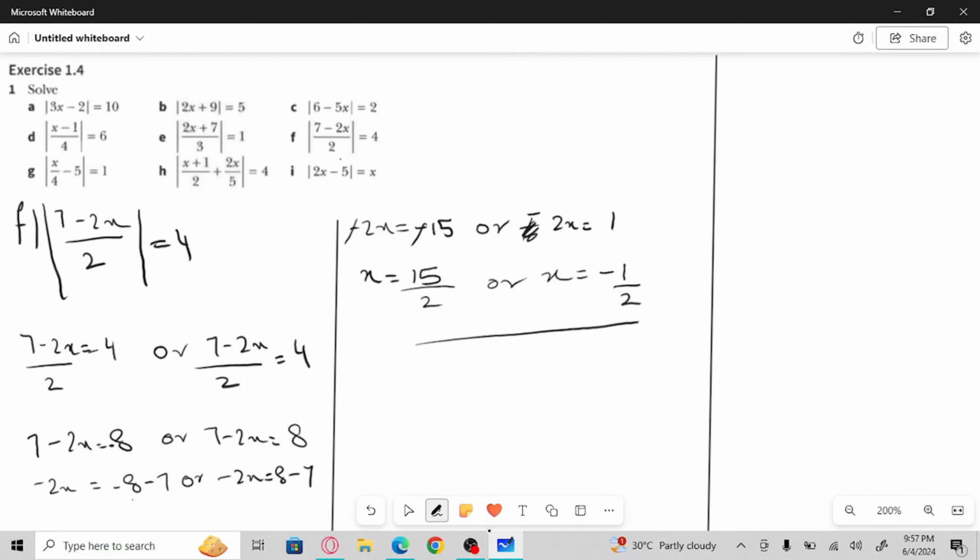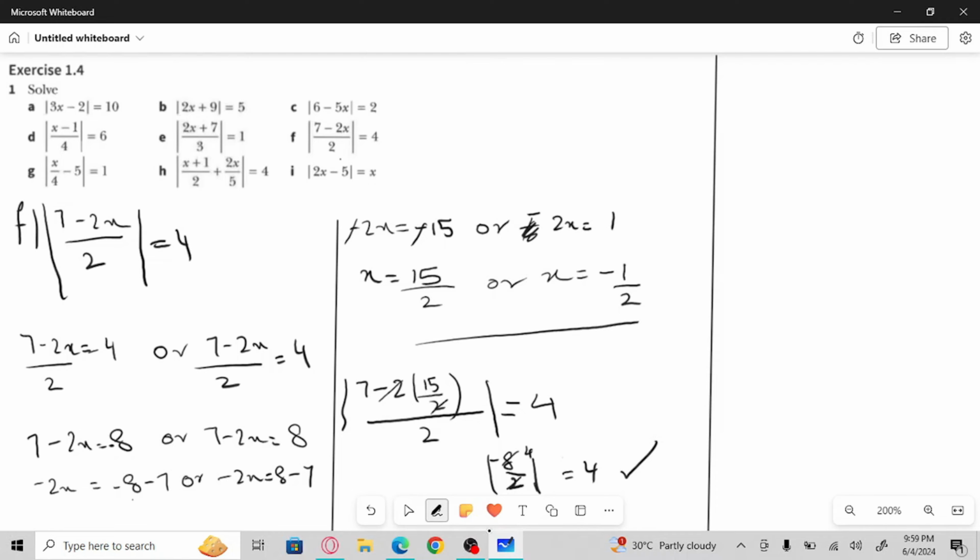So the question is |7 − 2x|/2 = 4. Instead of x, we are going to write 15/2. Divide this whole by 2, wrap it in a modulus and make it equal to 4. The 2 and 2 are cancelled out. 7 minus 15 is equal to −8, upon 2 in a modulus is equal to 4. 2 ones are 2, 2 fours are 8. Negative 4 in a modulus is equal to 4.